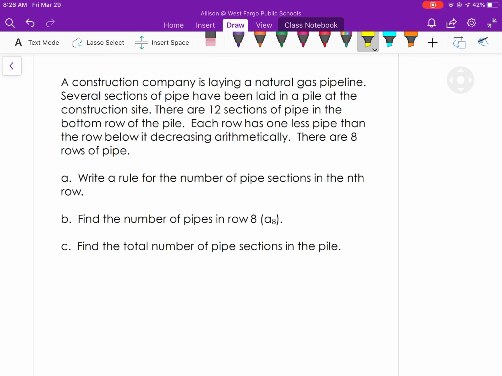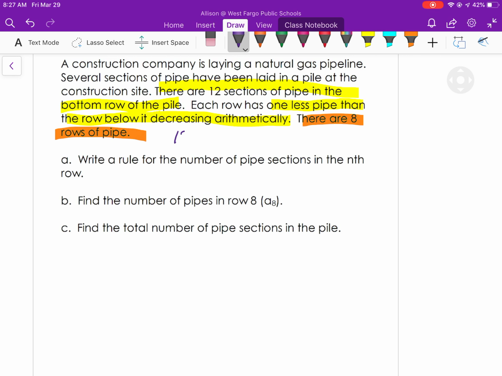So let's read, here is the information that we need. There are 12 sections of pipe in the bottom row of the pile. Each row has one less pipe than the row below it, decreasing arithmetically. And then there are a total of 8 rows in the pile. So if you can imagine that, there's 12 sections of pipe on the bottom, and then there would be 11 sections of pipe in the next row up, and then 10, etc. So it's one less pipe than the row below it, decreasing arithmetically. That means my d will be -1. And there are 8 rows of pipe, so that means my n is going to be 8.